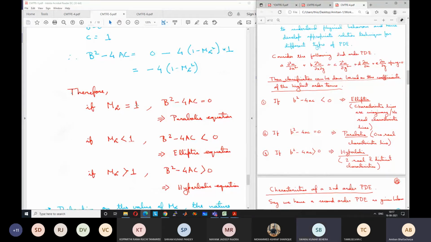If the Mach number is less than 1, so this is the term inside the bracket is positive. Somebody's mic is on. Please switch off your mic.